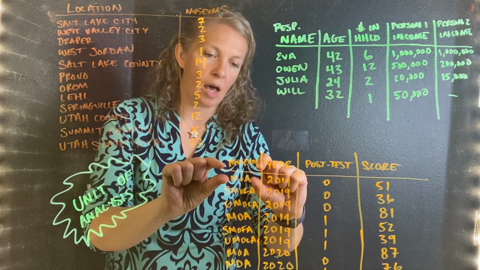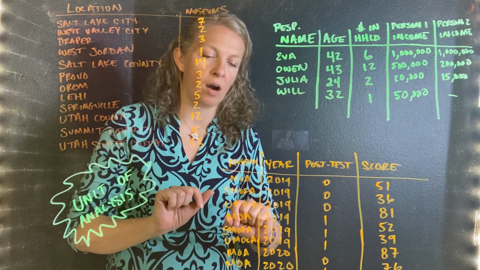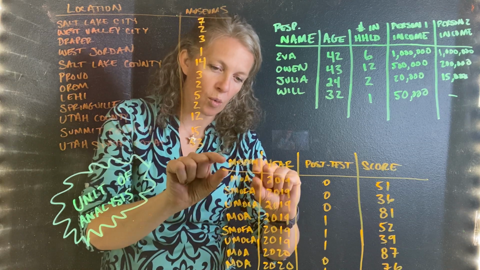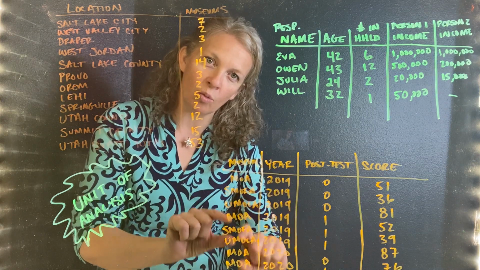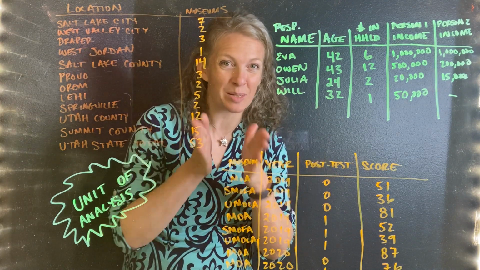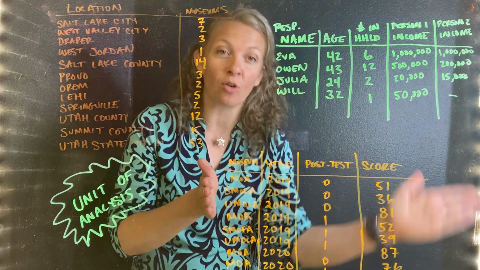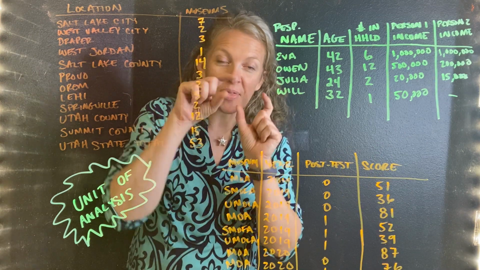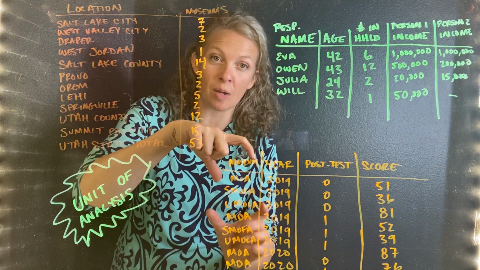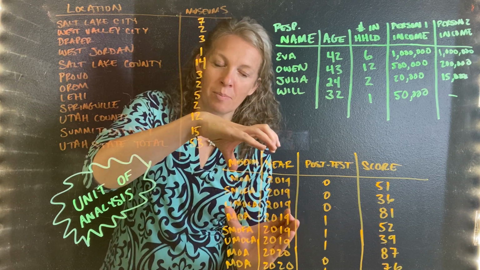You'll see we have the MOA, we have the Springville Museum of Fine Art, Utah Museum of Contemporary Art. So each of those shows up more than once in our data set. So that means it can't be the unit of analysis by itself. These scores are describing the museums, but that's not enough information. It's not just describing the museum as a whole, it's describing something more specific about that museum.